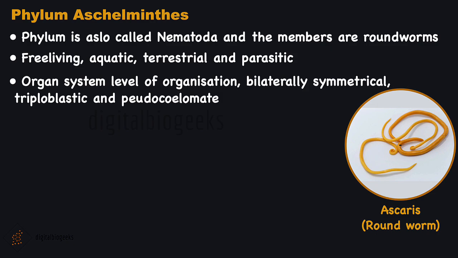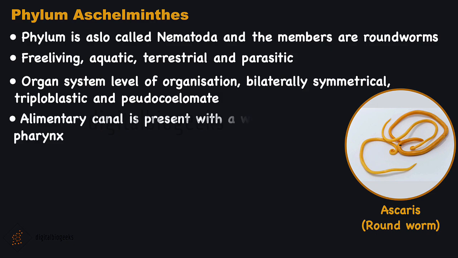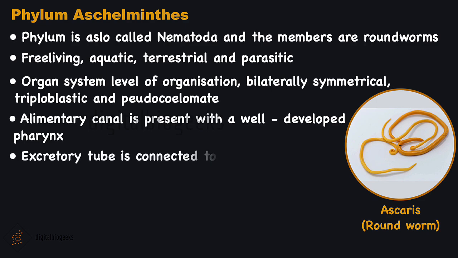They have 3 embryonic layers, making them triploblastic, and pseudocoelomate animals, which means their body cavity, that is a coelom, is not lined by mesoderm cells. They have an alimentary canal or digestive tract with a well-developed pharynx. An excretory tube is connected to an excretory pore through which waste materials are removed from the body. Excretory pore is present at the tail end.